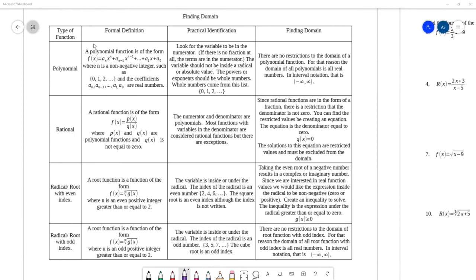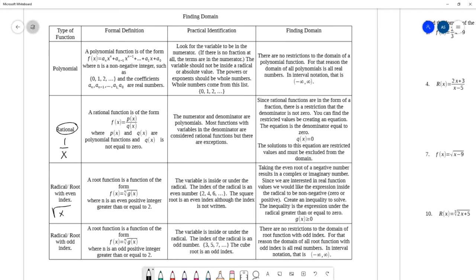So when you're asked to find domain in this chapter, what you want to do is figure out which category your function fits into. We're not going to go into a lot of detail about these definitions, but the basics are that when you see a variable in the denominator, that's when you're talking about a rational function. When you see a variable inside of a radical is when you're talking about a root function.